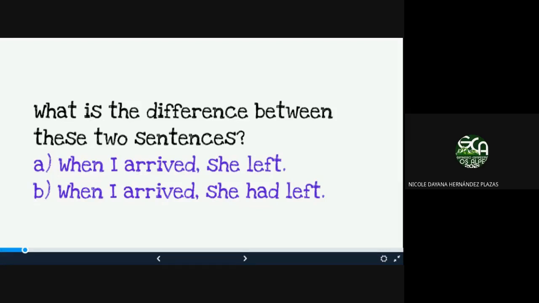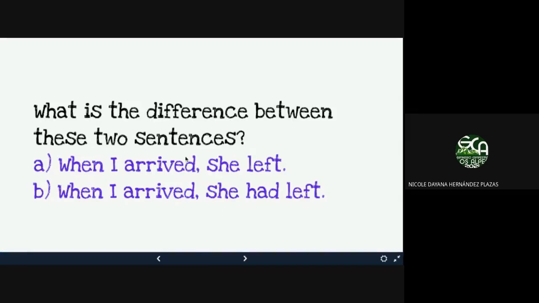Miren la diferencia. Cuando ustedes están hablando del presente perfecto, es como un he hecho, he estado, he estudiado, he mirado. Cuando es el pasado, todo está en el pasado. Había estado, había hecho, había ido. Okay? That's it. Let's continue.